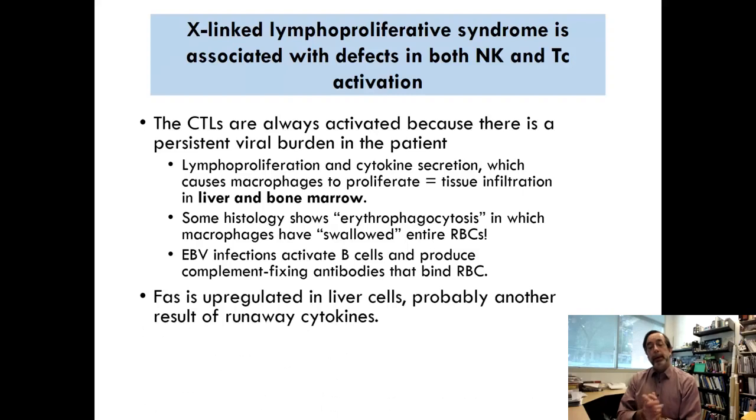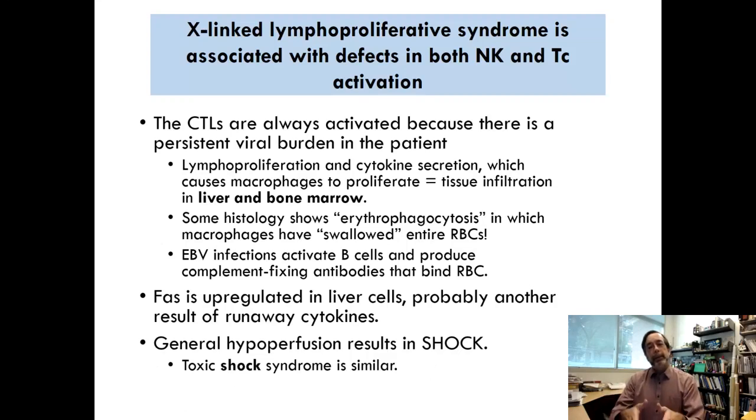So FAS is upregulated in the liver cells in particular, and remember that liver is an important immune organ, so you'll sometimes see things like this. Probably another result of the runaway cytokines. And if you have more FAS, guess what? FAS ligand binds to that, and then you have cell death in the liver as a result.